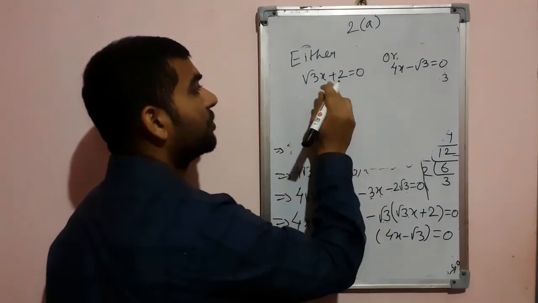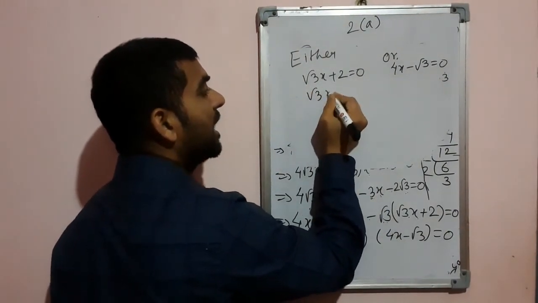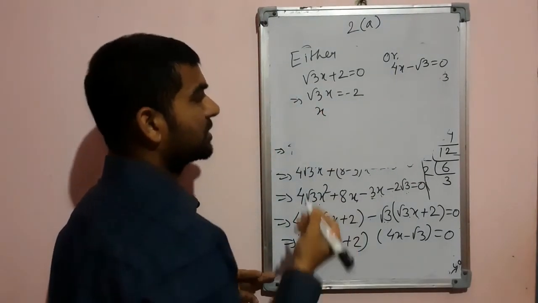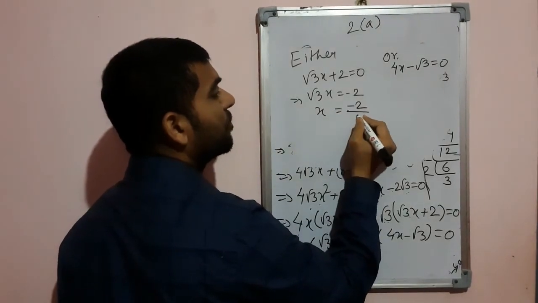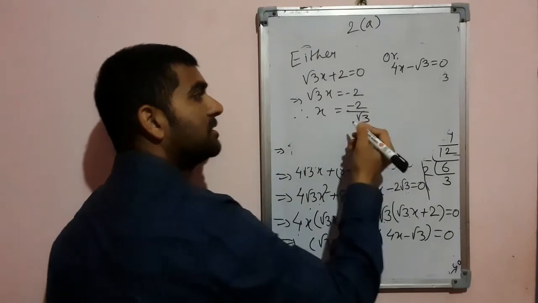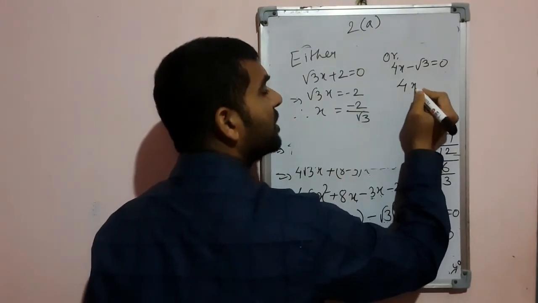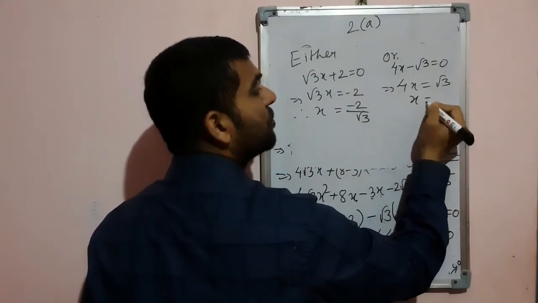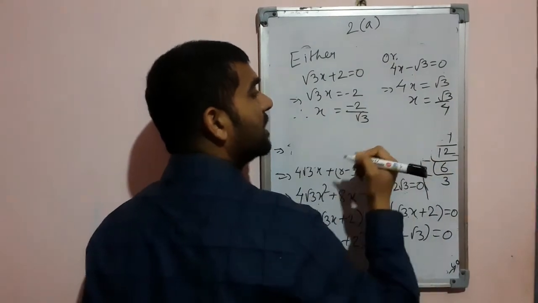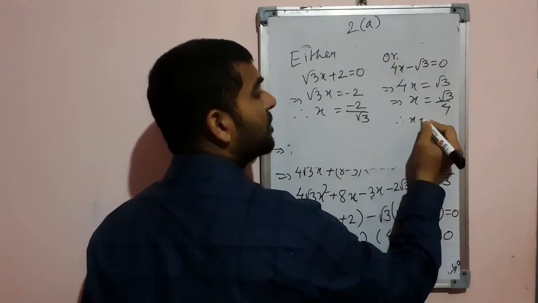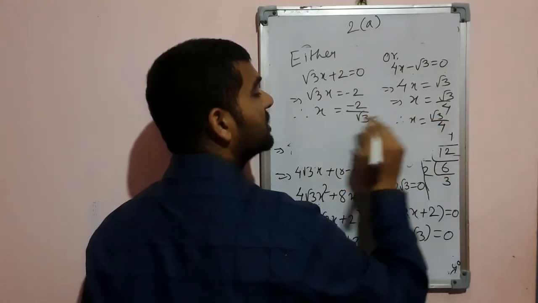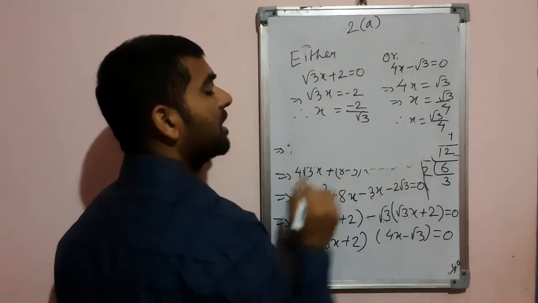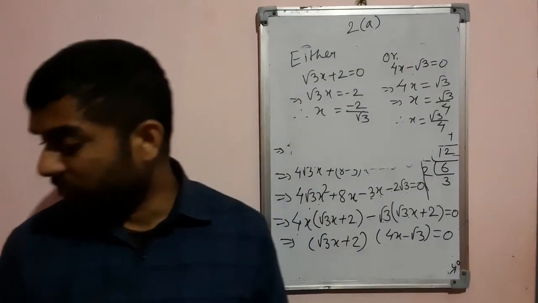Let us find out the answer. So we will take 2 to that side. So it will be root 3x equal to minus 2, and next step x equals how much? Minus 2 by root 3. So this is our first zero. Next zero, find out from here. You will write 4x equal to, take minus root 3 to that side, so it will be plus root 3. Next step, what you will get? x equal to root 3 by 4. So these two are your zeros, minus 2 by root 3 and plus root 3 by 4. So these two are your answer. Okay, now we will move to question number 2.